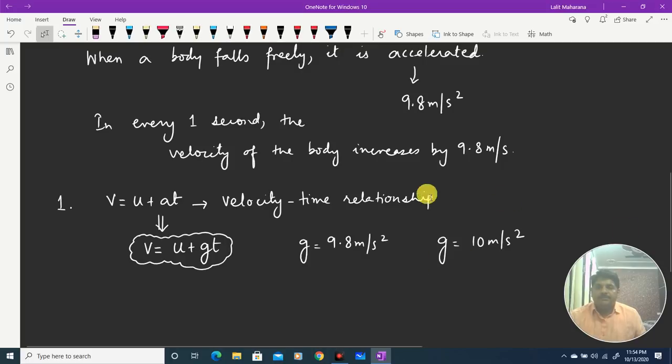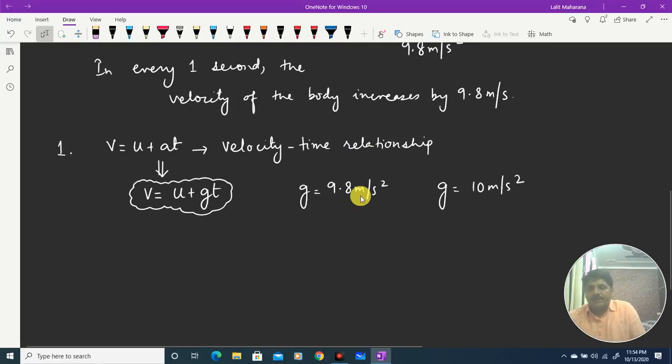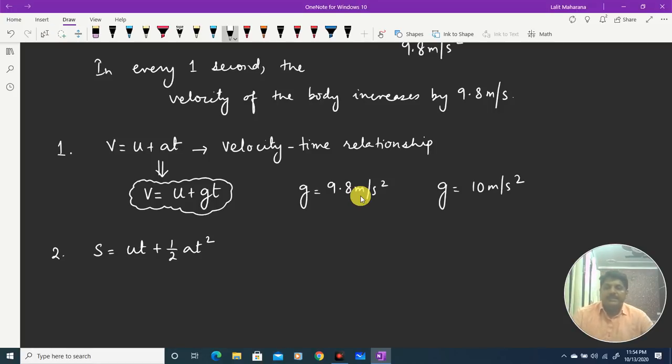The second equation of motion that was there in chapter number 1 was s is equal to ut plus half at square. s is the displacement and a is the acceleration. So this equation was called position time relationship, because it decides where the body is after a certain time.